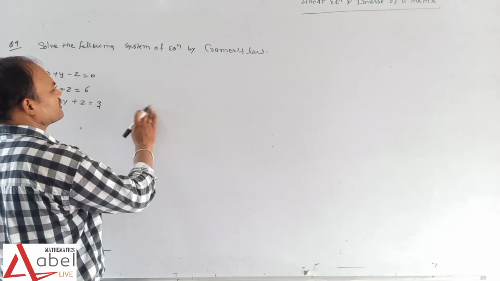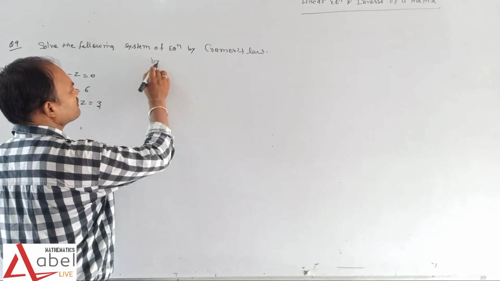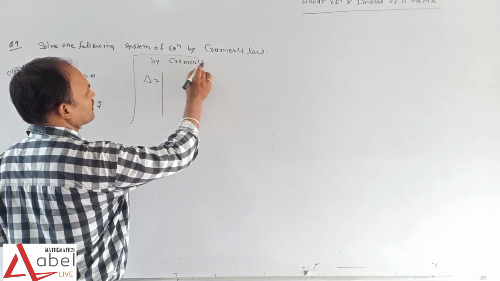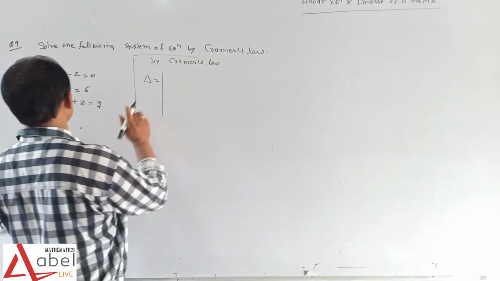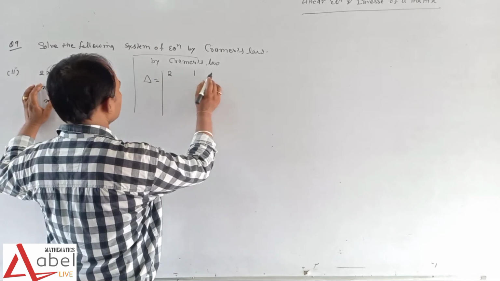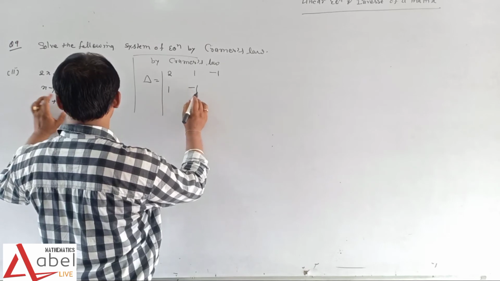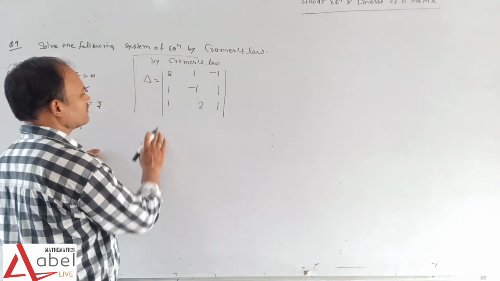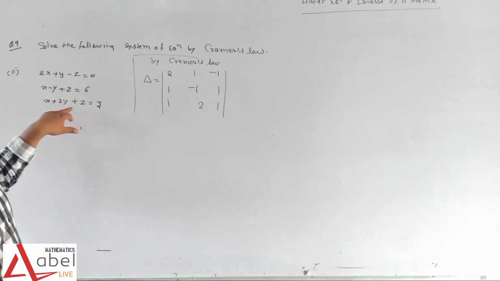So let's see what is the delta, delta 1, delta 2. Firstly we are going to find the value of delta by Cramer's rule. Delta, what is the delta? Delta is 2, 1, minus 1, 1, minus 1, 1, 1, 2, 1. This is the value of delta. Just look here when we are going to find the value of delta. So we can say that 2, 1, minus 1, 1, minus 1, 1, 1, 2, 1.